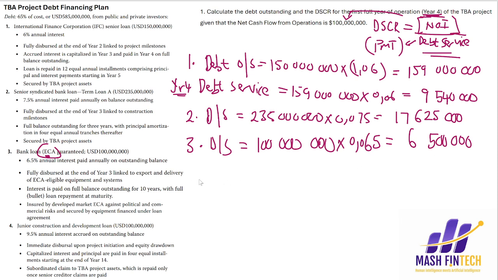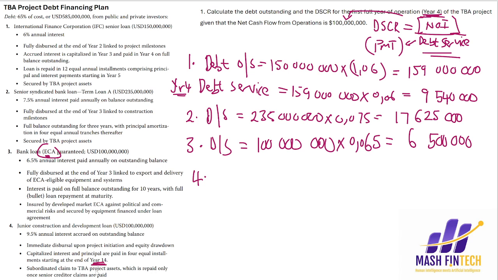Let's go to the fourth one. Junior construction and development loan of 100 million. 9% annual interest accrued on outstanding balance. Okay. Immediate disbursement. So it's disbursed immediately when the project starts. And equity drawn down. Capitalized interest and principal are paid in 4 equal installments starting at the end of year 14. So in year 4, there's no debt service. This debt is going to be serviced in year 14. So we can forget about this.